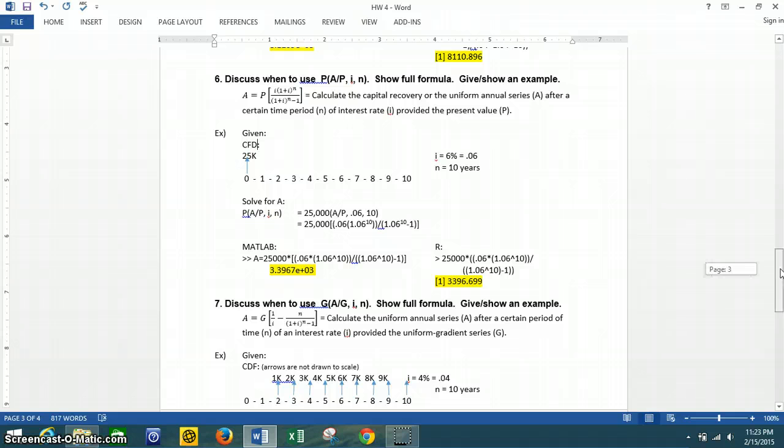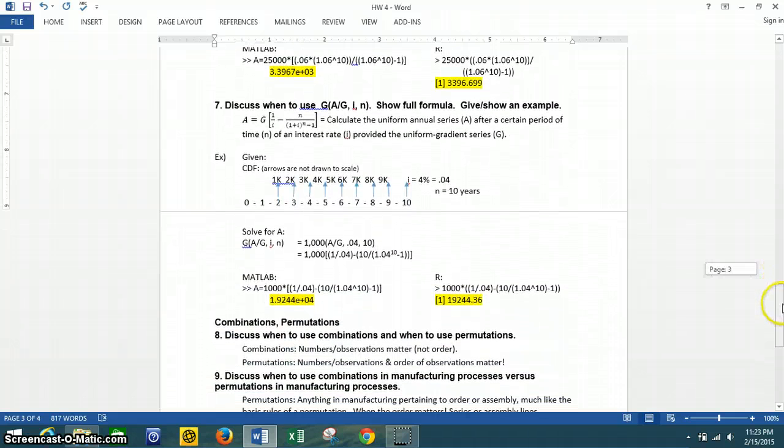Now let's move on to the next question, which is to discuss your annual given a gradient, or a uniform gradient series. Now this series is a little different looking because right here your CFD has not been drawn to scale. So usually the length of these arrows is according to the magnitude of the amount that you are given each year. So these arrows going along would be a little bigger each time. You can see that they increase by $1,000 every year. And knowing that, you can see that each one of them is representing the amount before, and so the gradient of each year is $1,000.